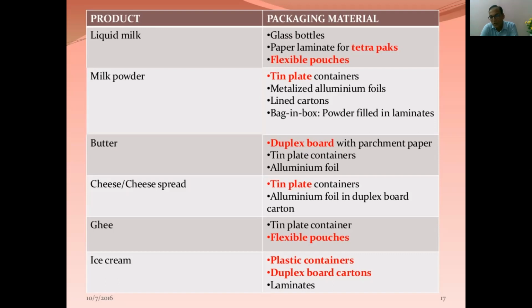Aluminum foil in a duplex board carton. Ghee is becoming very popular. Most of the ghee manufacturers pack it in aluminum foil and put it in a carton, or it comes in pouches. Ice cream comes in plastic containers, cups, duplex board cartons, and sometimes in laminates also. So these are the various packaging materials for the different milk products. That's how these products are packed in these materials and then distributed.